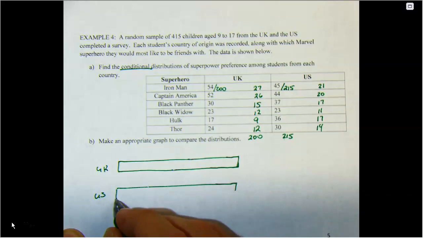All right. So 50 is roughly in the middle. We're going to mark 25 there and 75 there, and that gives us some stuff to go off of. We're going to start out with UK, 27% Iron Man. So we're going to estimate where 27 is, and this is Iron Man. We're going to add 27 and 26 together. That's going to give me a 53.